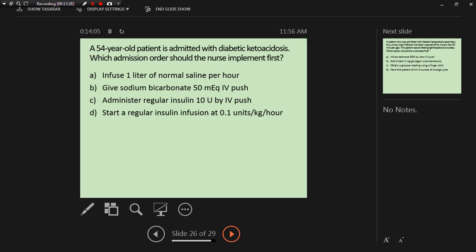That was sometimes how we started a drip, and we still might give them a bolus, and we're definitely going to start them on an insulin drip. So the comparison between DKA and HHS: with DKA, you're giving them fluid first and then insulin, regular drip. With HHS, you're giving them insulin and then fluid.